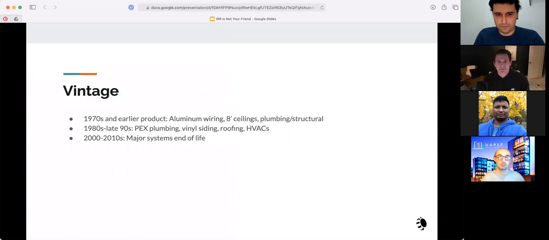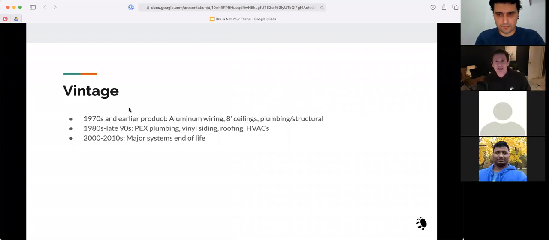So the first is the vintage of the property. Okay, each vintage has a certain set of concerns that you should be aware of as a passive investor, and you should hope to see them addressed in some way by your operator, or at least know to ask these questions of your operator.